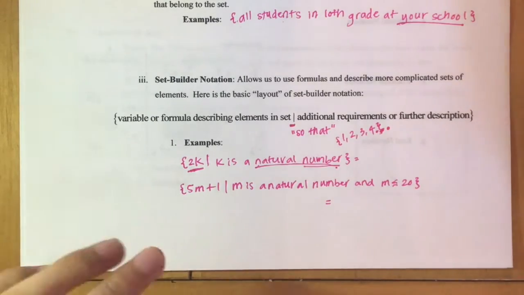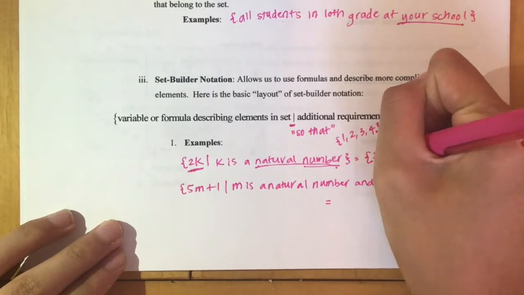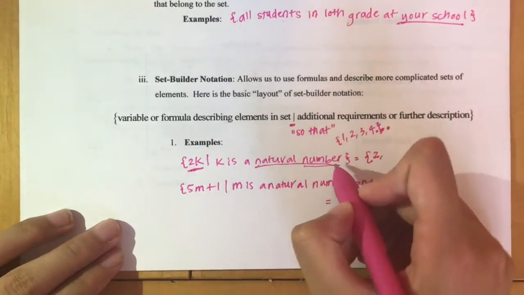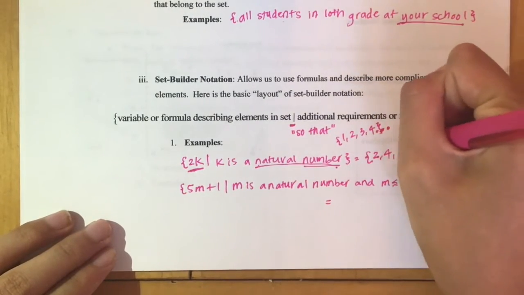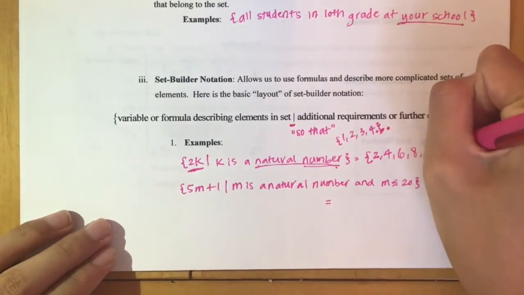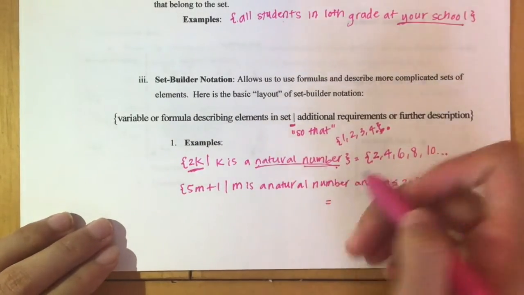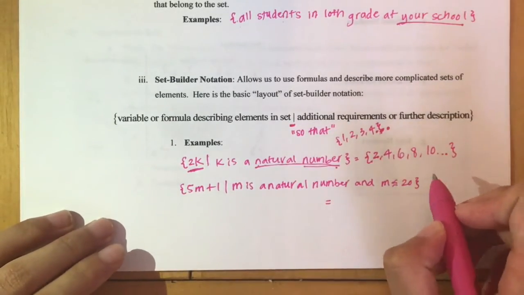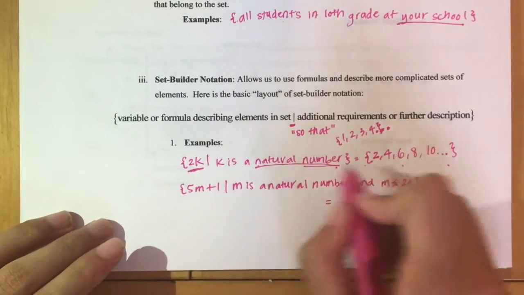Okay, so this set will actually not include 0, because that's not a natural number, so we'll start from 2, because all natural numbers are supposed to be positive, and then we'll go 4, 6, 8, 10, ... because it doesn't say that there is a limit. So this is the actual set that belongs to this, okay?